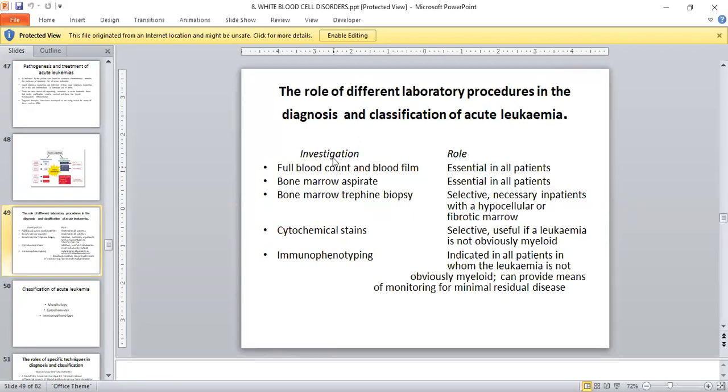This we've also mentioned in general, the different types of tests that you can do to identify the leukemias. You can do a full blood count or peripheral blood film, bone marrow aspirate. You can do a bone marrow trephine biopsy, cytochemistry, or immunophenotyping.